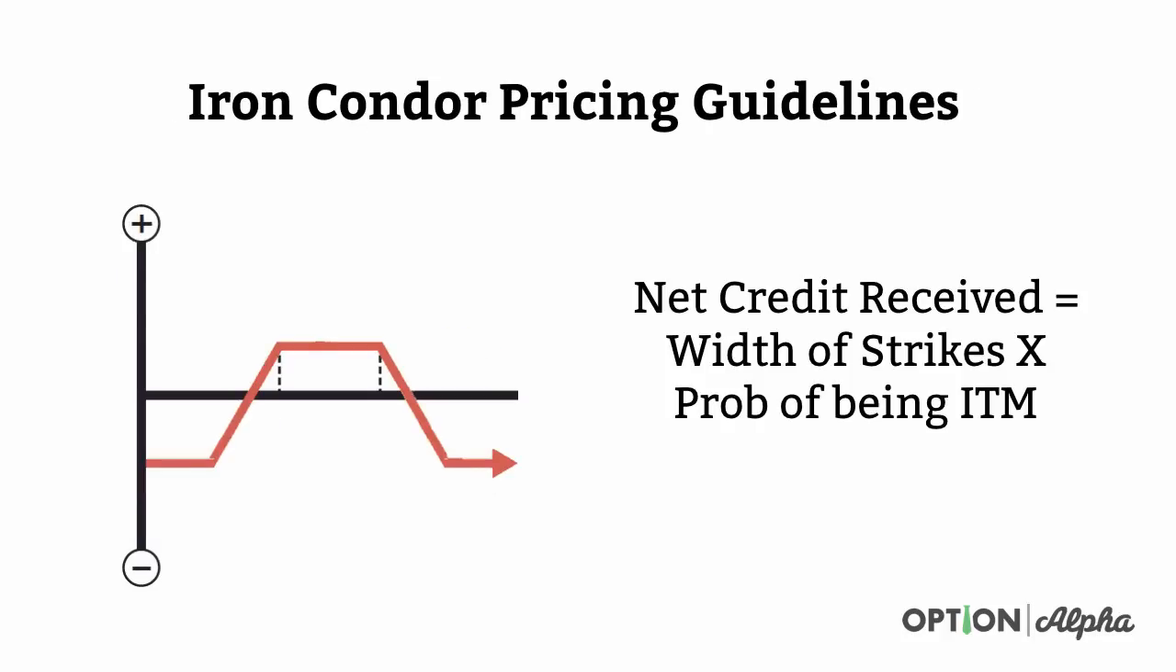For iron condors, it's no different. What we're looking for is, again, a net credit that is equal to the width of the strikes times the probability of being in the money on both sides. So that's the one little caveat this time: if you have an iron condor that has a 30% chance of being in the money on both sides, so maybe a 15% chance of being in the money on one side, 15% chance on the other side, you need to still take in a credit that's equal to the width of the strikes.